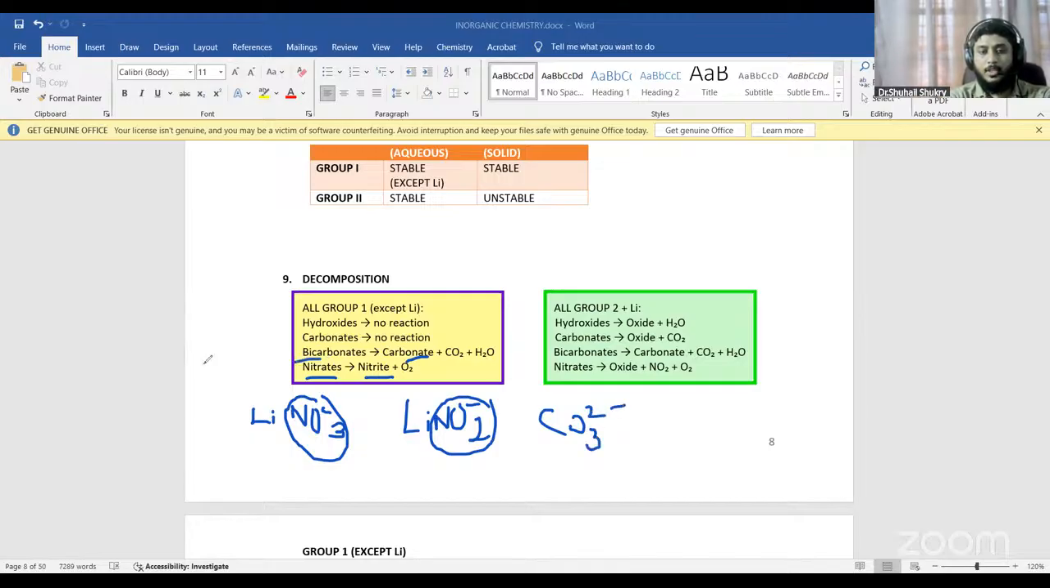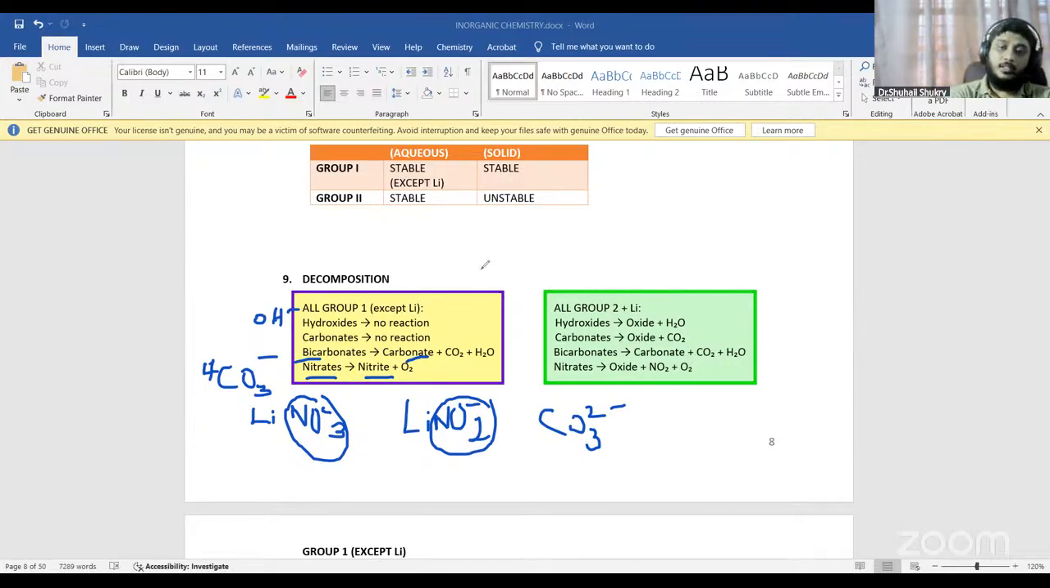Bicarbonate means HCO3 minus. Bicarbonate means you get a hydrogen. HCO3 minus is only bicarbonate. Hydroxide means OH minus. You can write this: hydroxide means OH minus.